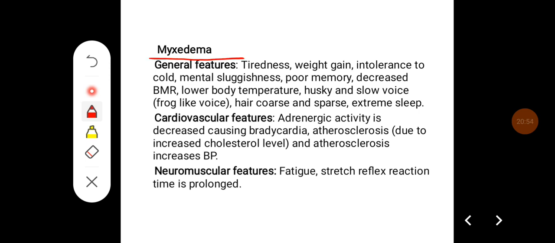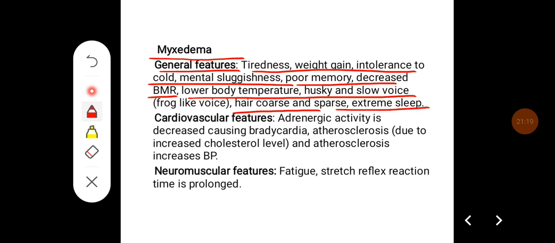Myxedema. Myxedema occurs in hypothyroidism in adults. General features of myxedema are tiredness, weight gain, intolerance to cold, mental sluggishness, poor memory, decreased BMR, lower body temperature, husky and slow voice, and hair that is coarse and sparse, and they will have extreme sleep.